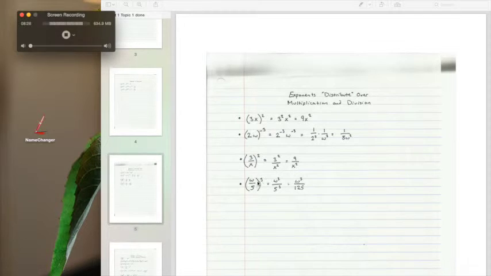To look at another one, we have w over 5, so there's division going on in the base, an exponent on the outside. We can distribute that exponent 3 to the w and also to the 5, leaving us with w to the power of 3 over 5 to the power of 3. This is equal to w to the power of 3 over 125.